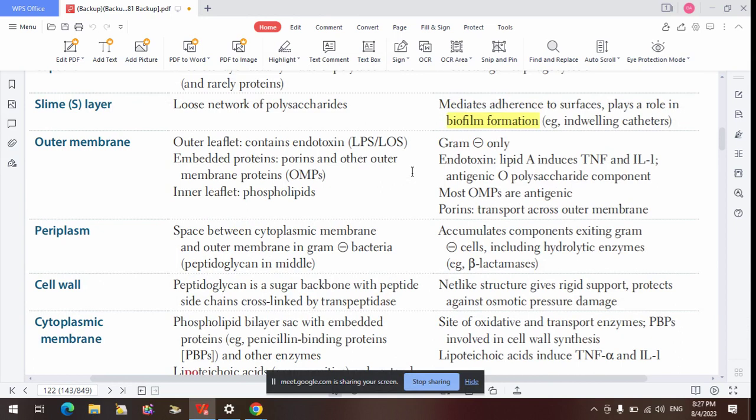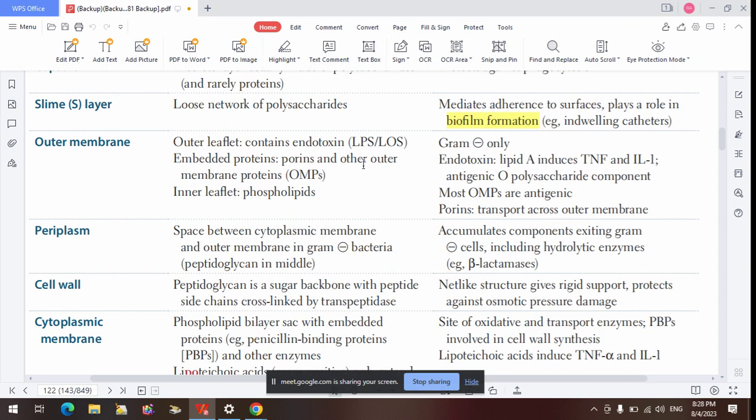But the take home there is that the outer leaflet contains lipopolysaccharide, and this is made up of both lipopolysaccharide and lipooligosaccharide. It's very important we know that distinction: lipopolysaccharide and lipooligosaccharide. So what is the composition of the lipopolysaccharide, for example? From the name, lipo, lipid. So it contains lipid A. Then we are left with the polysaccharide.